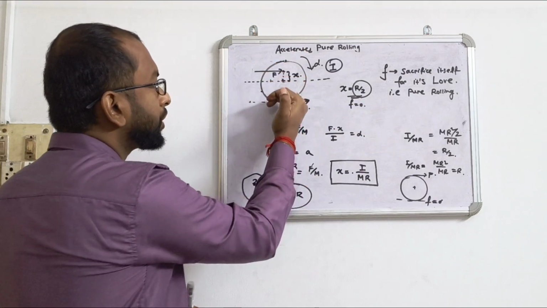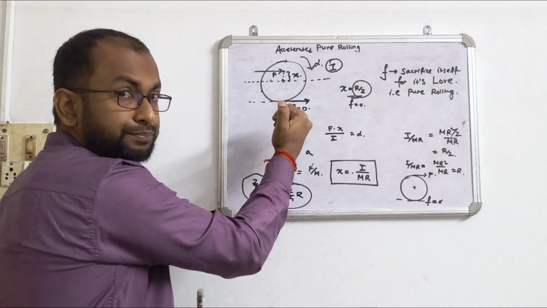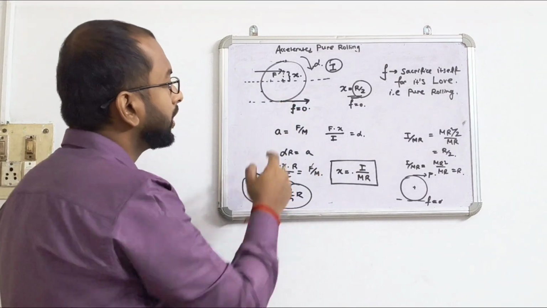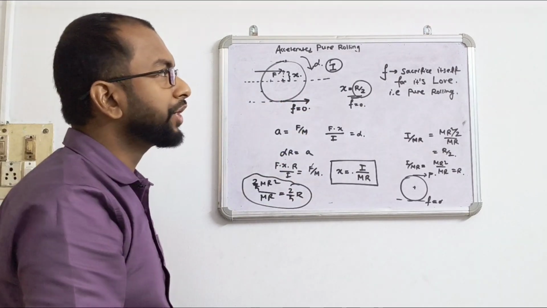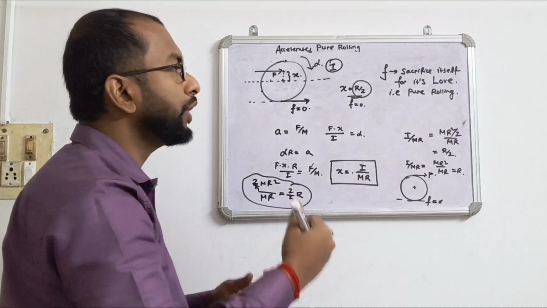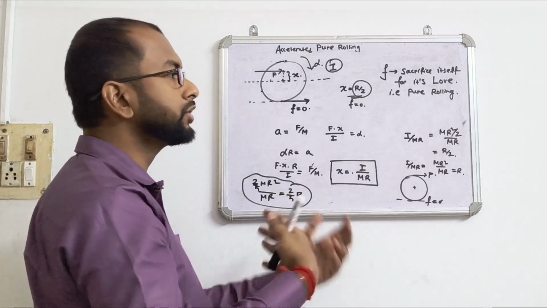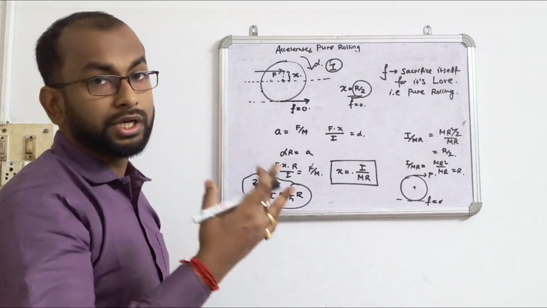If it is below the distance from the point of contact, then the friction will be acting in the backward direction, and it will ultimately try to increase the angular acceleration and reduce the tangential acceleration and reduce the linear acceleration.